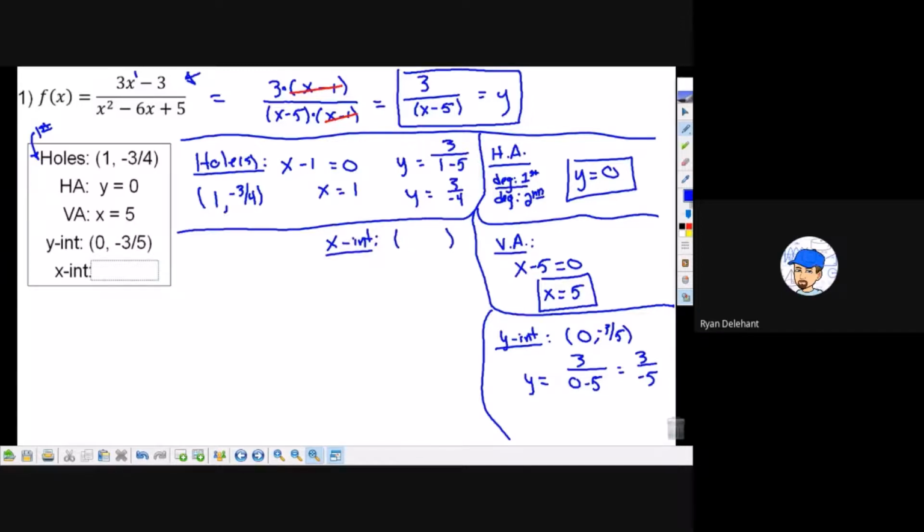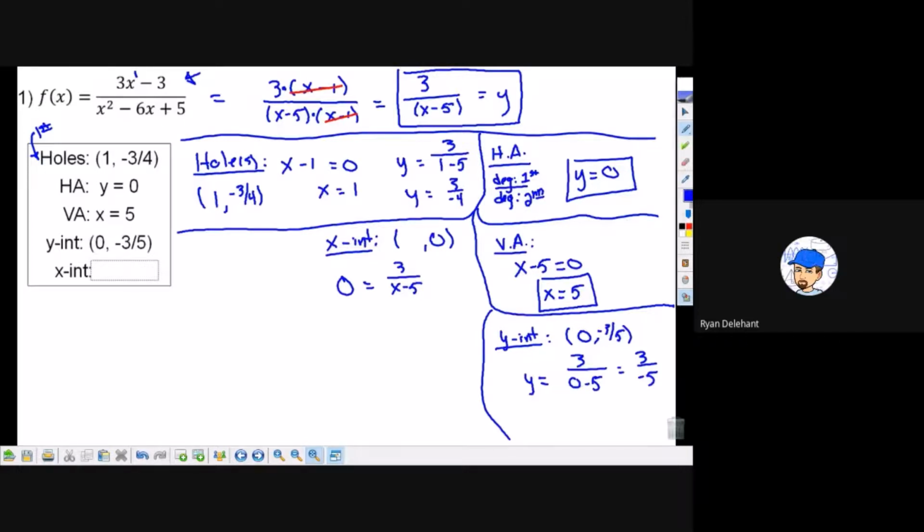You know what the y value has to be. The y value has to be 0 for you to be on the x-axis. So we're going to use that in our equation to figure out where this thing crosses. So we're going to make our y value over here 0. So 0 equals 3 over x minus 5.